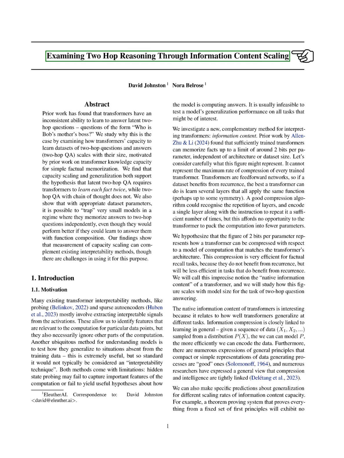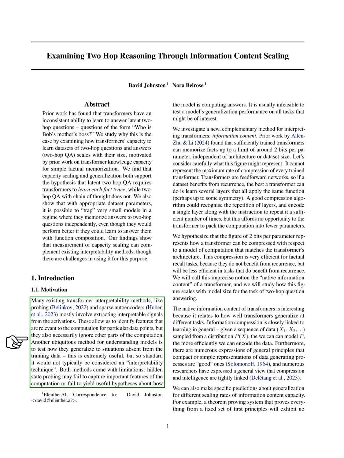Section: Introduction. In this section, we discuss the motivation behind our work on transformer interpretability. Many current methods, such as probing and sparse autoencoders, focus on extracting interpretable signals from activations. While these methods help us identify relevant features for specific data points, they overlook other aspects of the computation.